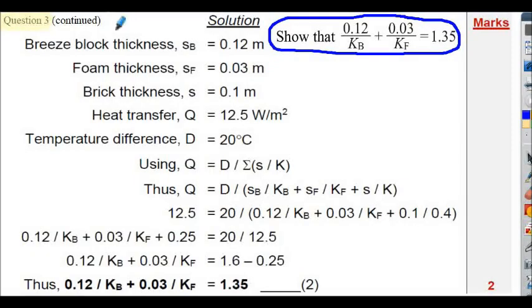Question 3, part B. Here's the full work solution. I'll let you review the solution at your own pace. And here's the final equation, called equation 2 this time, that we're asked to prove.